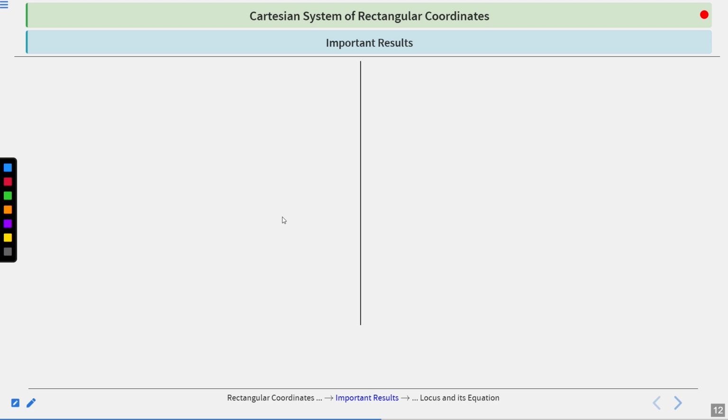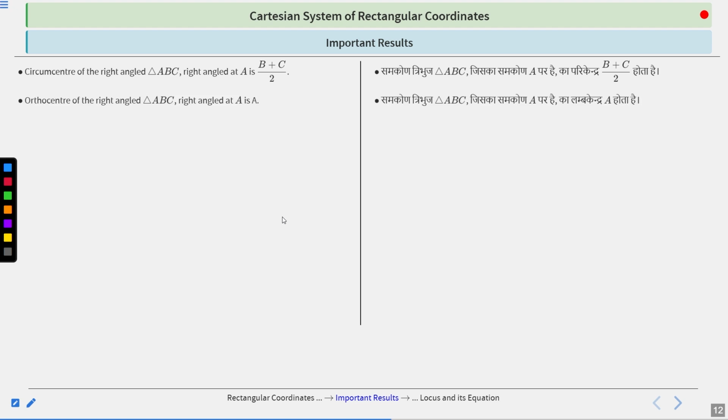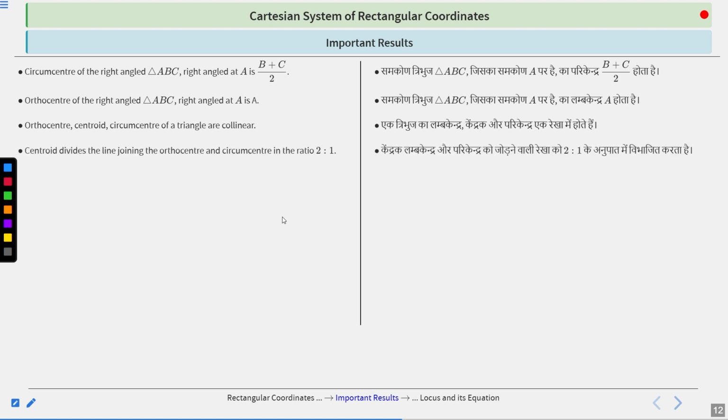So let us see some important results. The circumcenter of right angle triangle ABC, right angle at A, is (B + C)/2. The orthocenter of right angle triangle ABC, right angle at A, is A. Orthocenter, centroid, and circumcenter of a triangle are collinear. Next, the centroid divides the line joining the orthocenter and circumcenter in the ratio 2:1. The circumcenter of a right angle triangle is the midpoint of the hypotenuse.